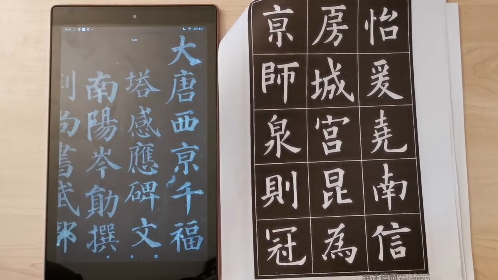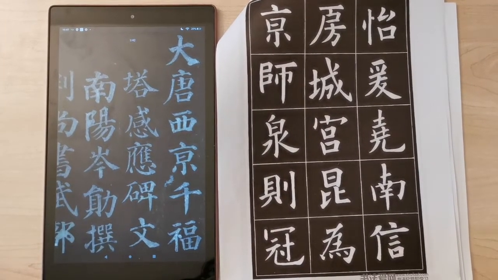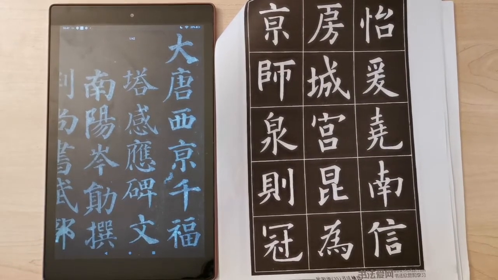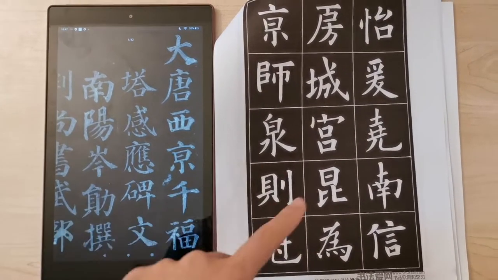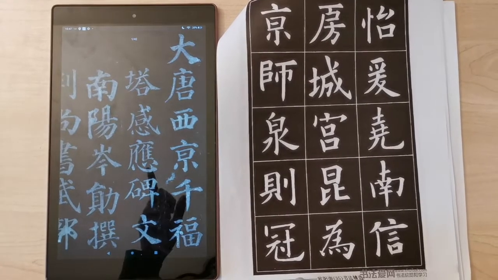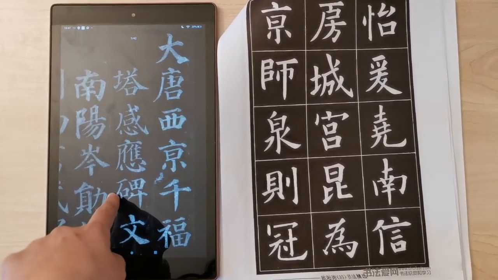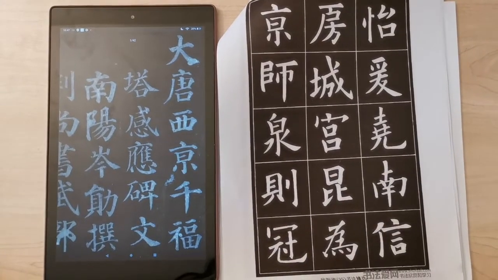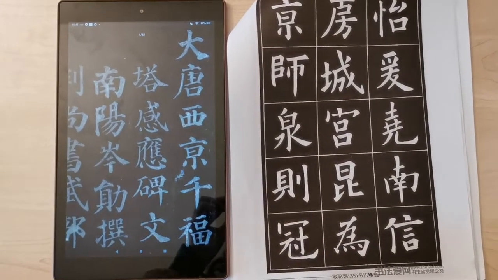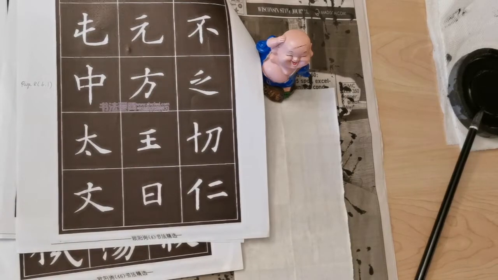Later, we will go into more detail and I will pick several characters that appear in both scripts and write them in both Ou style and Yan style to give you a more detailed and better sense of the difference between them. Okay, now let's do some practice.